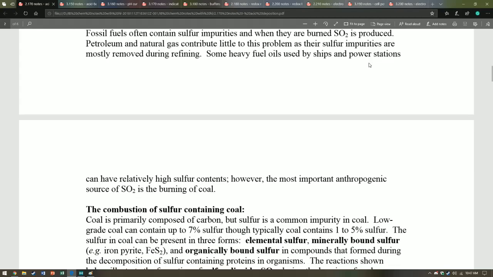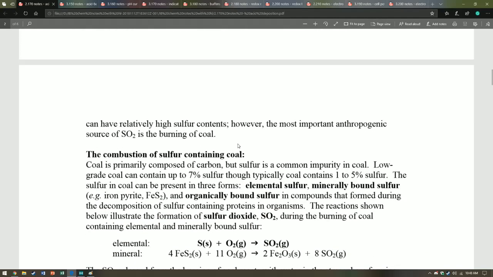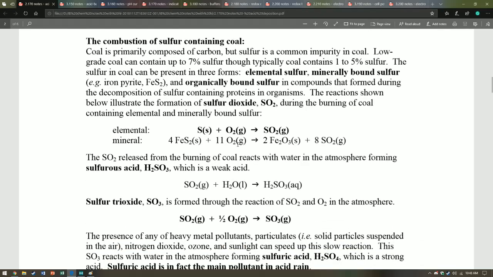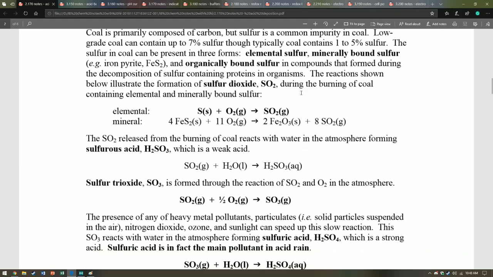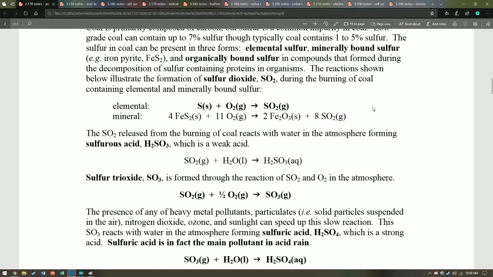However, the most important anthropogenic source of SO2 is the burning of coal. Coal is primarily composed of carbon, but sulfur is a common impurity in the coal. Low-grade coal can have up to 7% sulfur. However, there are higher grades of coal that contain typically 1 to 5%. There's elemental sulfur, mineral-bound sulfur, and organic-bound sulfur. It doesn't really matter where the sulfur comes from, since it all turns into SO2.